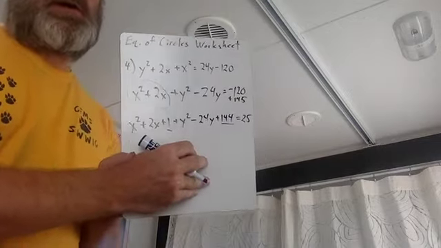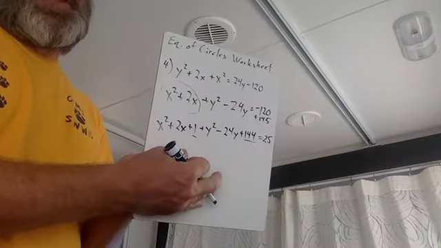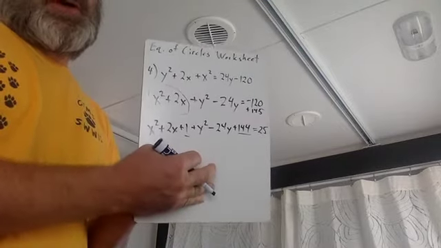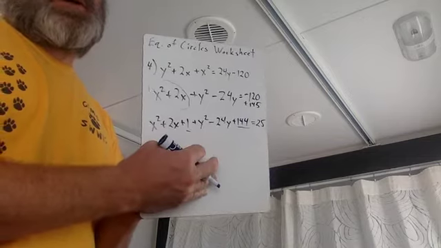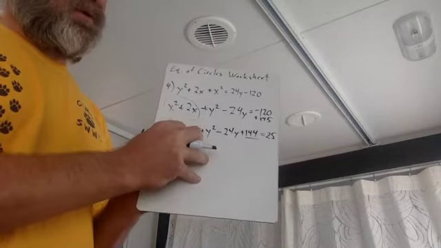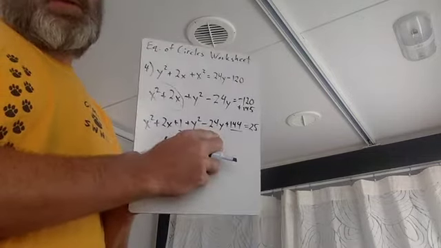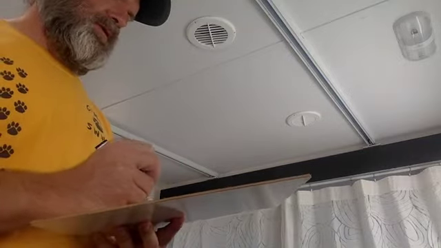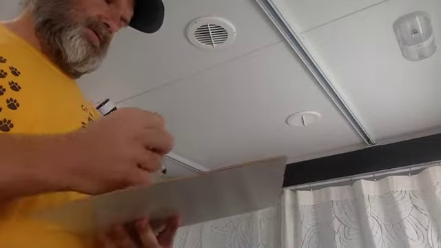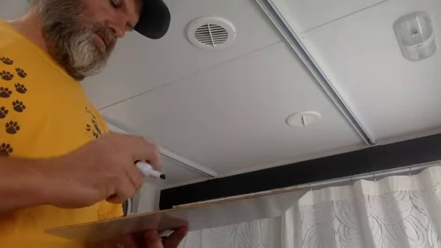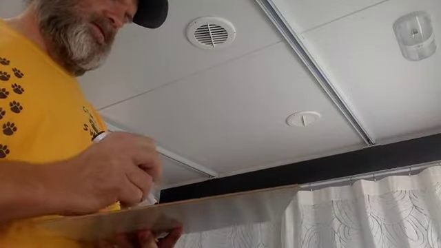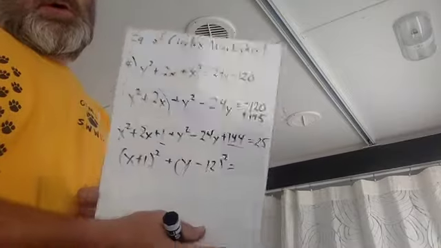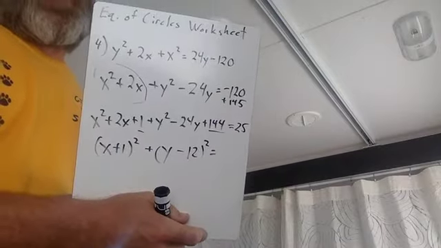Now we're almost there. Now we know to factor a perfect square trinomial, the number that goes in our parentheses is just half of the b term, which we've already found. That's 1 for this one, and it's negative 12 for that one. So we have x plus 1 squared plus y minus 12 squared. So that's factoring our perfect trinomials.